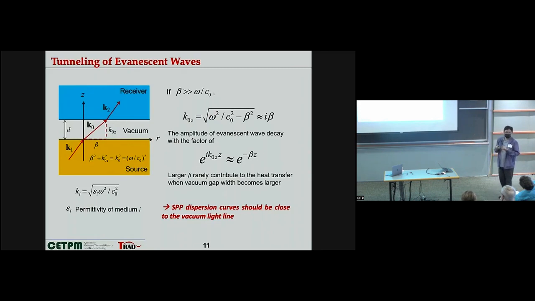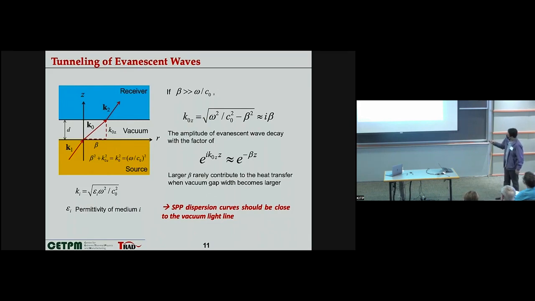So it rarely contributes to the tunneling. If we have a small gap, it's okay, but the larger gap, we cannot. So the gap distance between the two surfaces is actually like a bandpass filter for the evanescent wave with a parallel wave vector component.